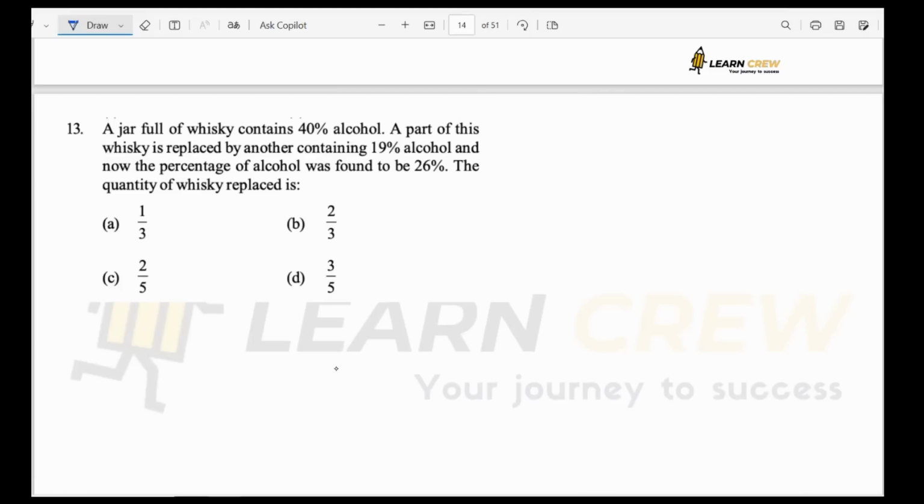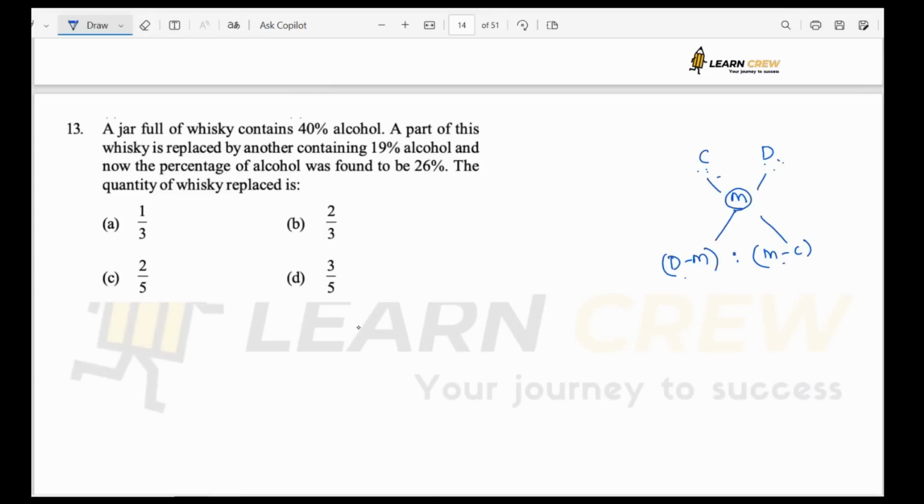So already you might have studied allegation. In the allegation rule, in mixtures and allegations, you have a rule. When a cheaper and a dearer are mixed to produce a mixture at mean cost, the ratio of their quantities in which they are mixed is D minus M is to M minus C.